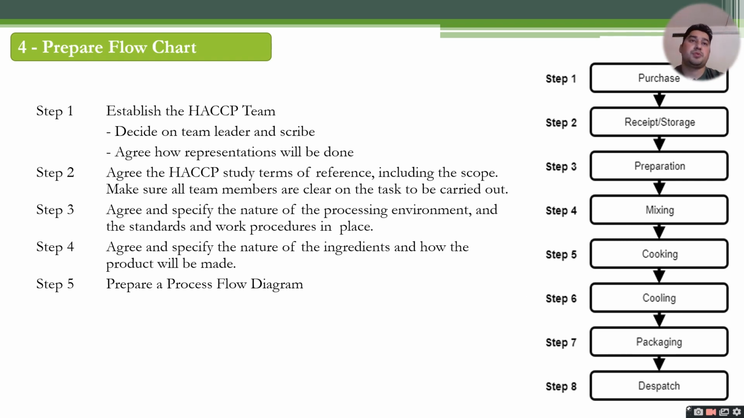Let's say that our first process is purchase. What will you do after purchasing? After purchasing, you will receive, and after that you will store. After that you will prepare, then mix, then cook, then cool the product, then pack it, then dispatch it. So these are the things you have to follow whenever you are preparing any flowchart.